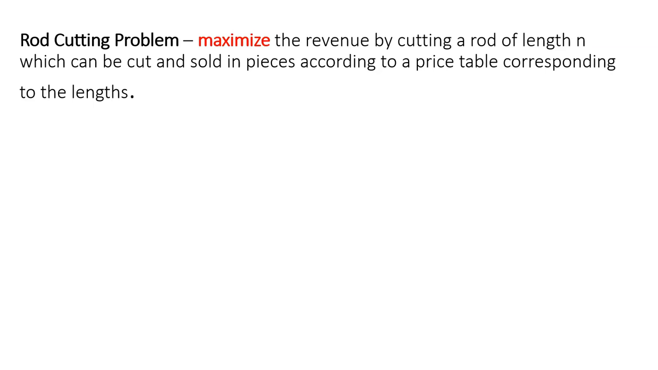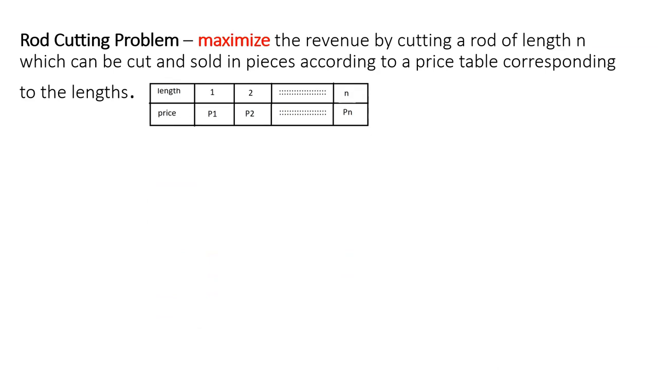Now, there is no cost to cut the resource. So the table might look something like this. We have a resource of length n. If we cut 1 unit off it, we can earn a price 1. If we cut a length of 2, we can earn price 2. If we leave it uncut, we can get price n for the resource.